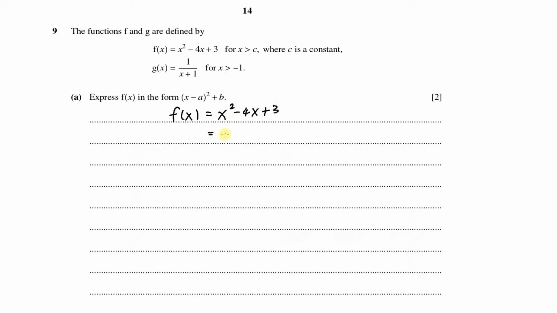To complete the square, I'll use x squared minus 4x. So here I'll take x minus half the coefficient of x, so that would be x minus 2 squared, then minus of minus 2 squared, that's minus 4, plus 3. So we will get x minus 2 squared minus 4 plus 3, and this gives us x minus 2 squared minus 1. So this here is the answer for part A, where a in this case is 2 and b is minus 1. Let's now scroll down to part B.